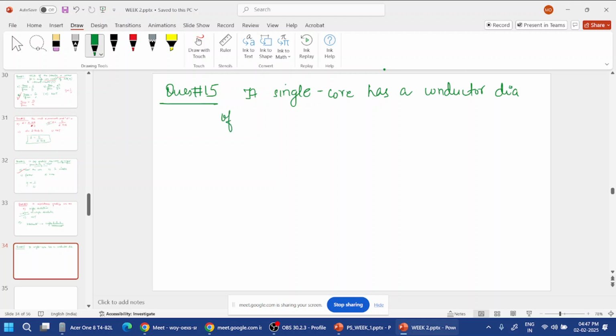A single core has a diameter of 1 centimeter. Question 13.